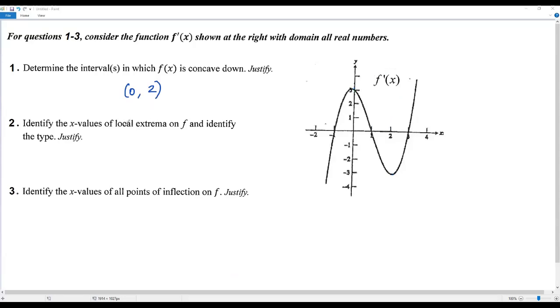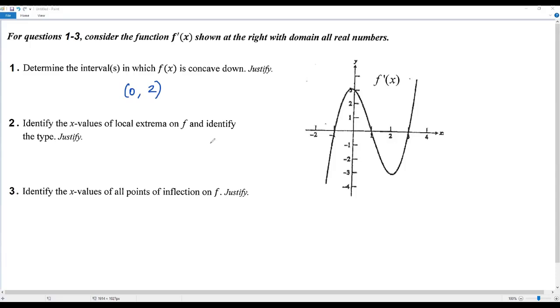Okay, the second question is: identify the x values of local extrema on f and identify the type. Here we have to identify the values of x for which we have local extrema, that is local maximum or local minimum, for the graph of the function f of x, and also we have to identify the type. Identify the type means local maximum or local minimum.